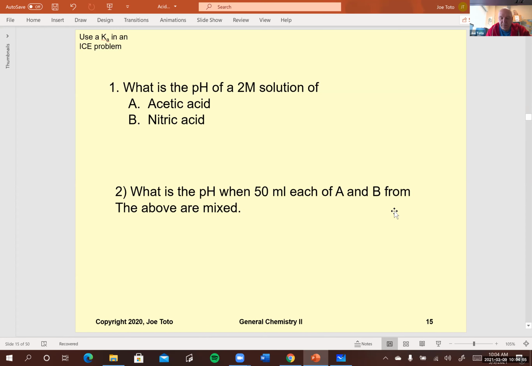So now it seems like a pretty good spot to try some problems and think about what's going on. So maybe you should take out a piece of paper and try these. Here we have two questions. The first one is, what's the pH of a 2-molar solution of these two acids? So how would we find the pH of a 2-molar solution of acetic acid?